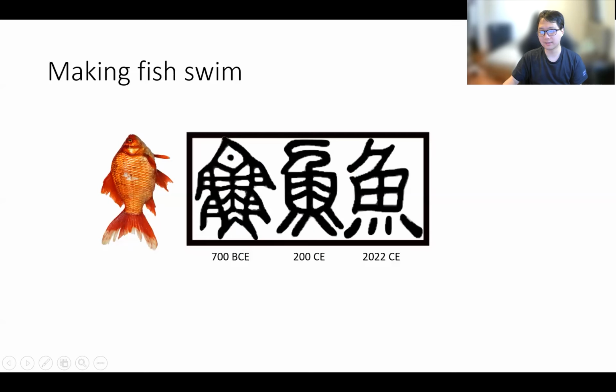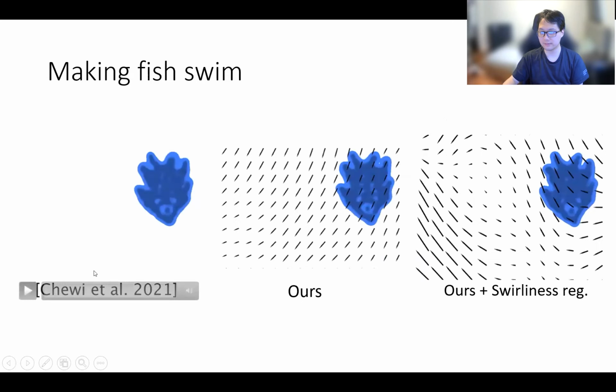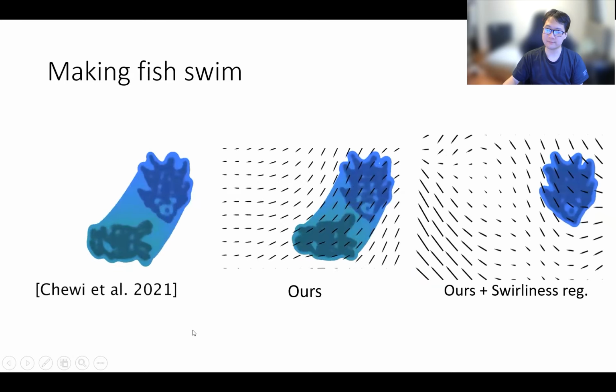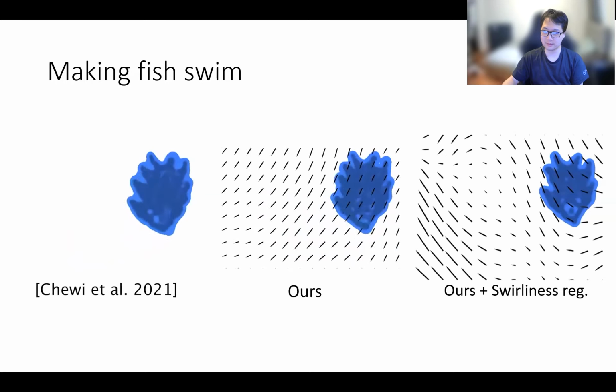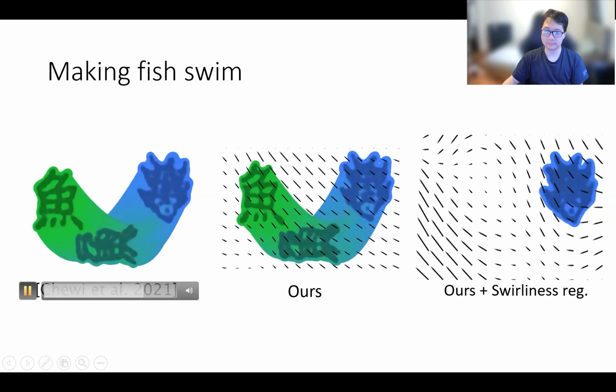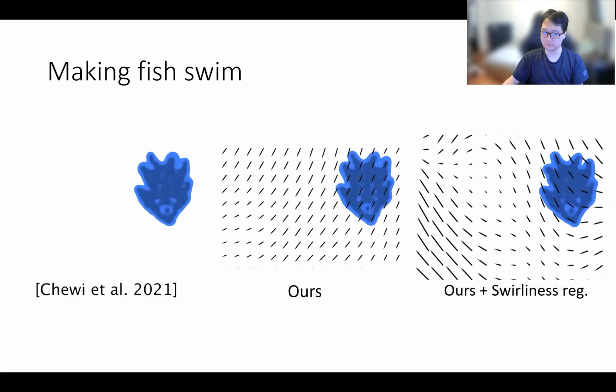Next, we'll try to make an animation of a fish swimming using a couple historical characters for fish in Chinese from 700 BC, 200 CE, and a modern day character. And this is the layout of the keyframes. So we're hoping that the characters will sort of swim into each other while transitioning. So left is a comparison with an existing trajectory inference method. Middle is our method. And they look really similar. Both produce plausible in-betweening frames for animation.